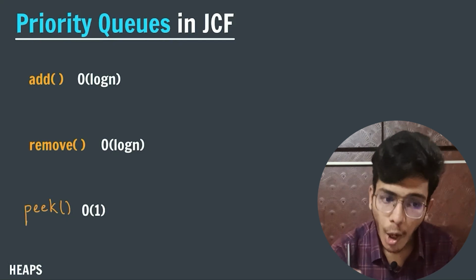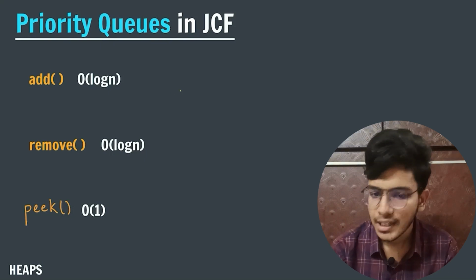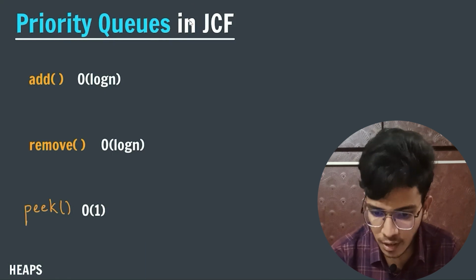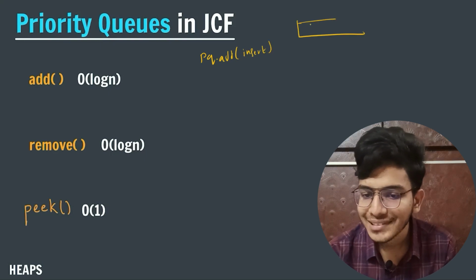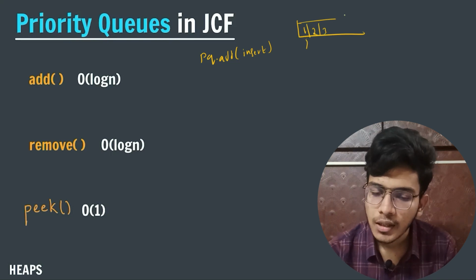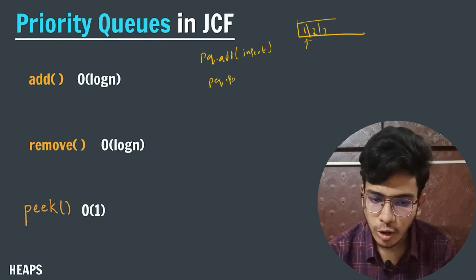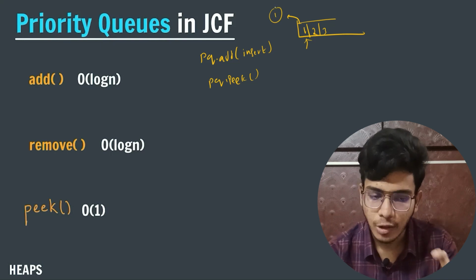Now let us talk about the operations, how we perform operations. Let's say I have created a priority queue PQ. I will write PQ.add and insert elements. As I add elements, let's say 1, 2, 3, based on the priority the element will get added. If I want to perform the peek operation, PQ.peek, then my element will be 1, whatever element is present at the front.